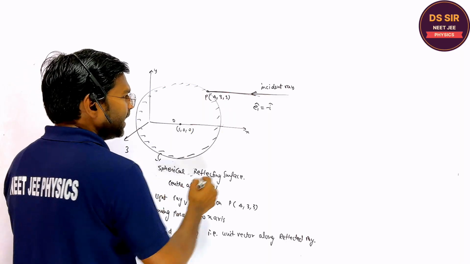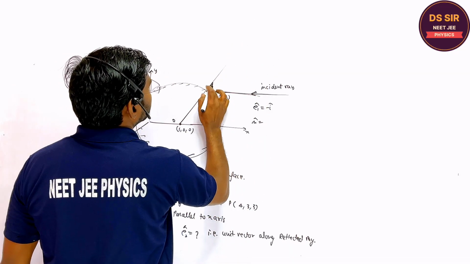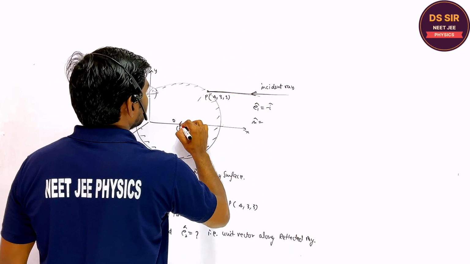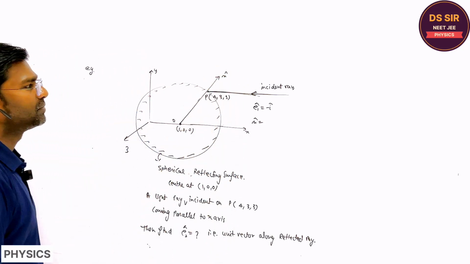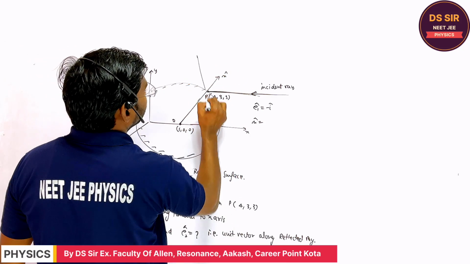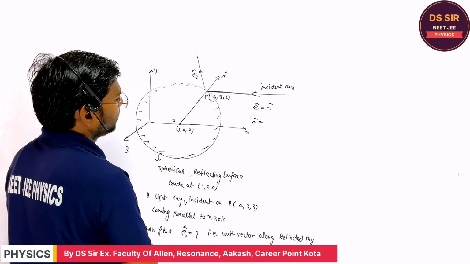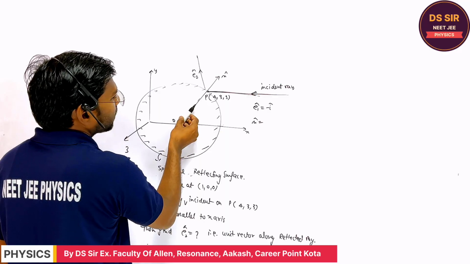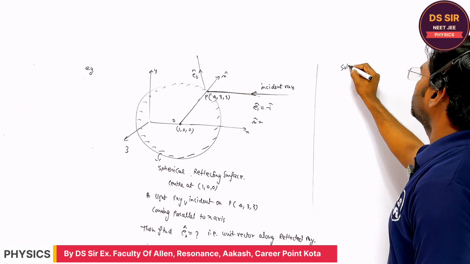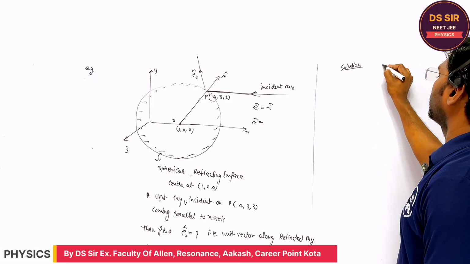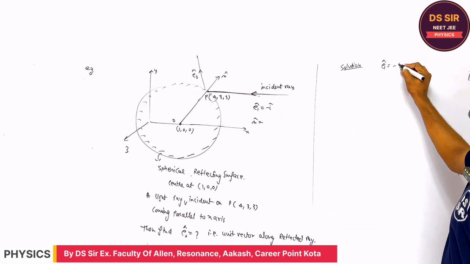And what about the n cap? The n cap is the normal vector over here. After this, it will be reflected, so we have to find E2 cap. First you have to write the n cap. To find the n cap, you must write the OP vector first. I'm writing the solution over here. The unit vector along the incident ray, E1 cap, is minus I cap.